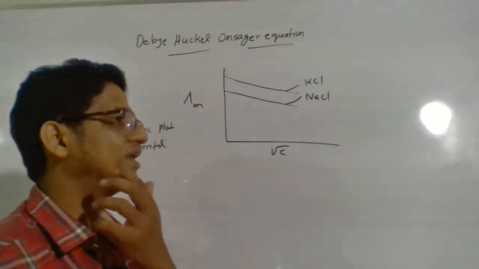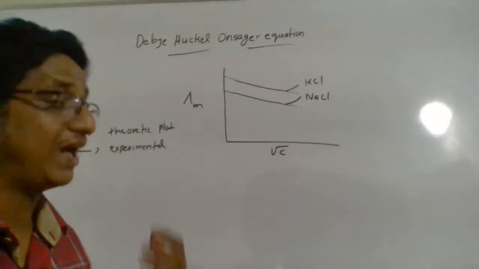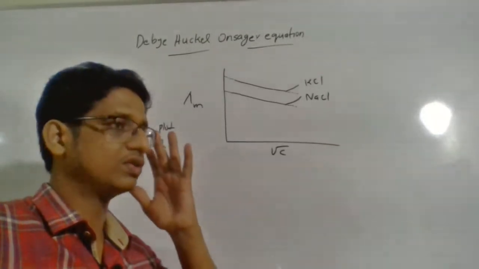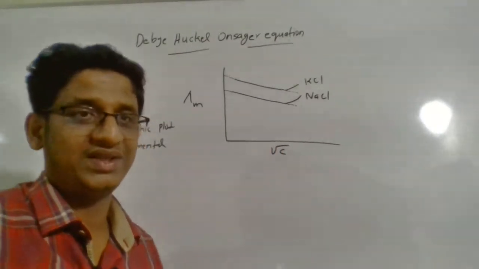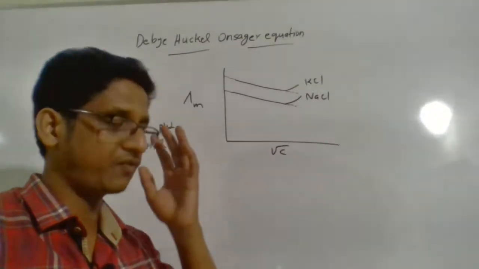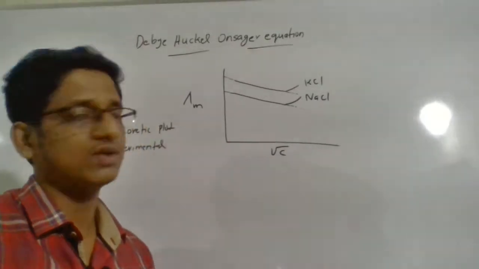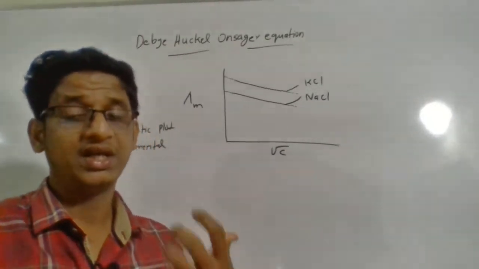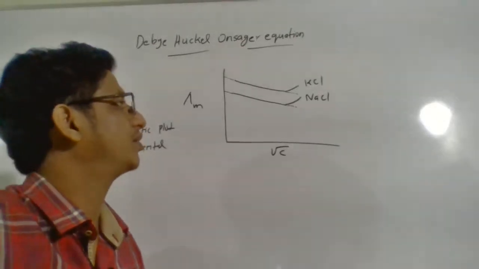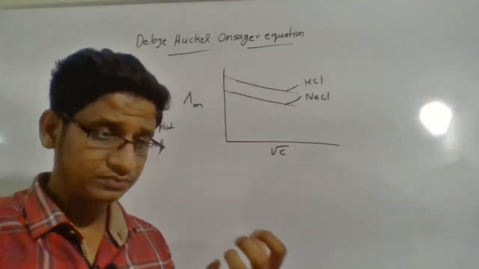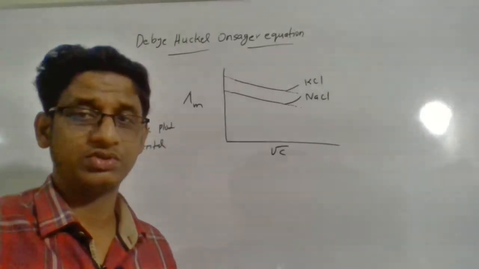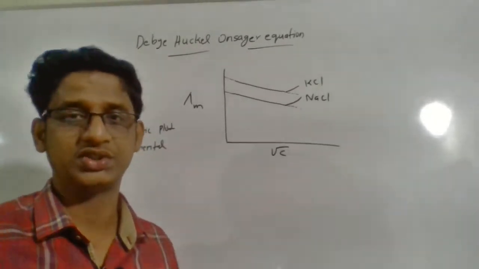That means the Onsager equation is valid for strong electrolytes at low concentration, or I will say high dilution. This perfectly obeys, but at higher concentration it shows some deviation. So that's the point you can remember: the Onsager equation is valid for a very dilute solution, but at a higher concentration it shows deviation.